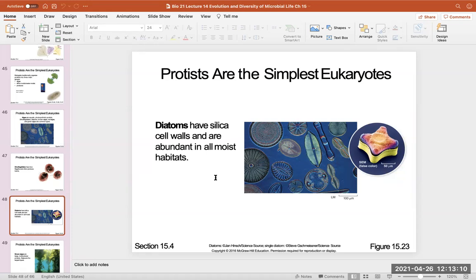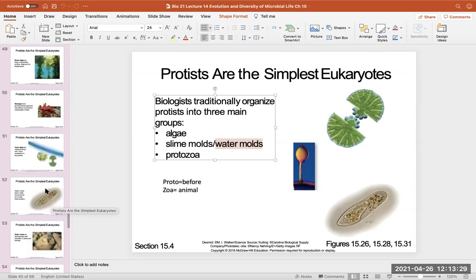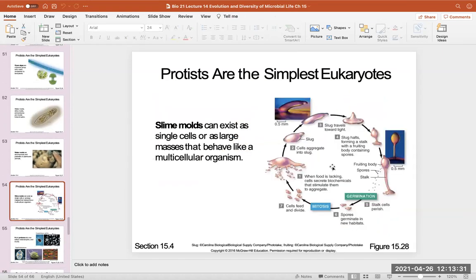Second group for Protista, we have slime molds and water molds. For water molds, the only thing I needed you guys to know is they're decomposers and parasites. For slime molds, they're like transformers. They can exist as single cells or multi-cells. You don't need to know the life cycle, but that's all you need to know. And they're very intelligent at finding food. They're very good at that. So these are slime molds.